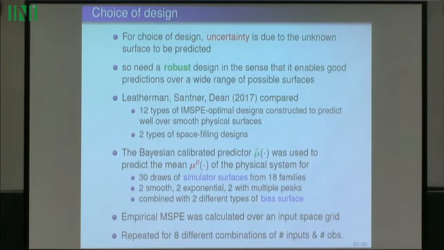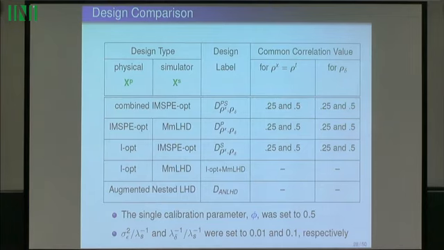And the measure was the mean square prediction error over a grid of points across the space. And we did this for 8 different sizes of designs. Okay, so I'm not going to go through this whole slide, you'll be relieved to know.